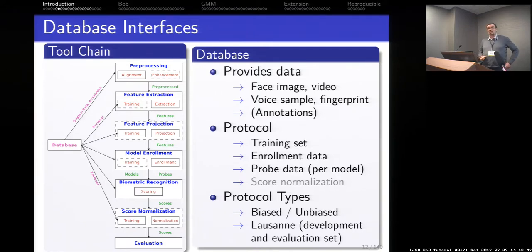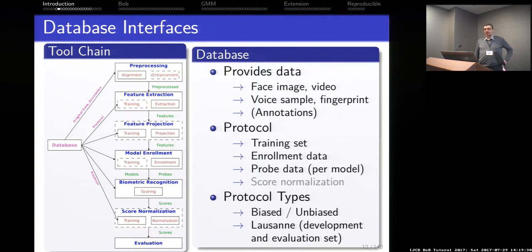And what is also important is that it provides an evaluation protocol. So for each data set, you have a list of images or samples that are actually used to train your system. And then the data set defines what is the enrollment data, so which samples should you use for enrollment, which is your probe data that you test your enrolled data with, and sometimes there's also some score normalization set that is defined by the protocol.